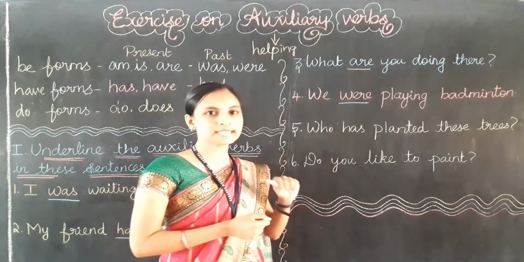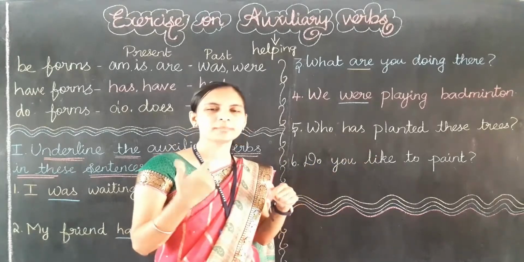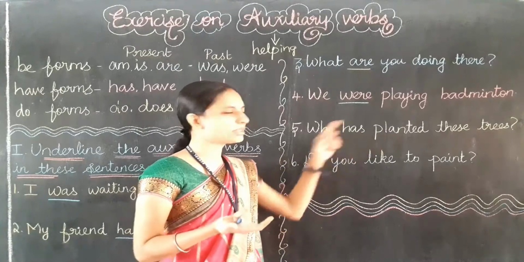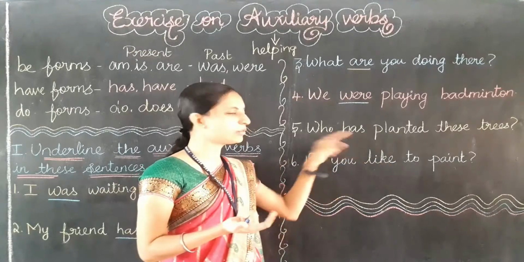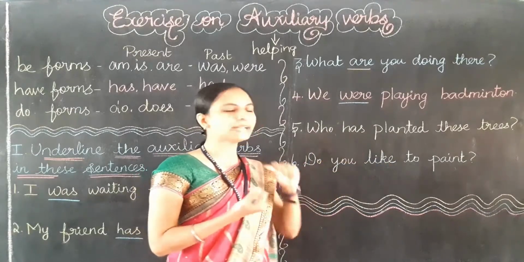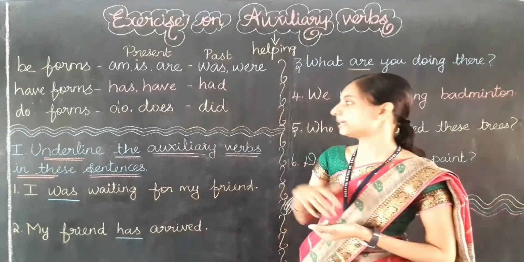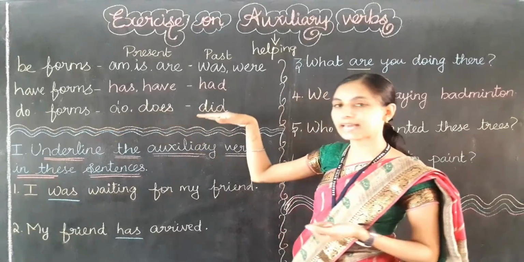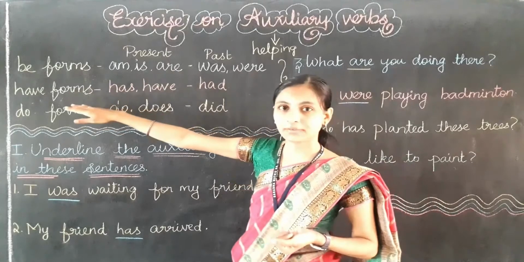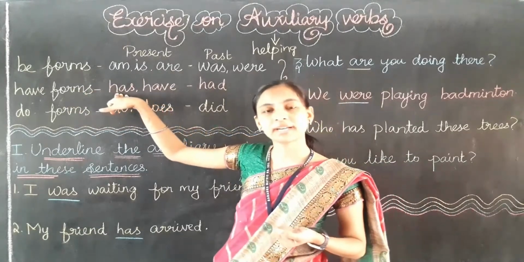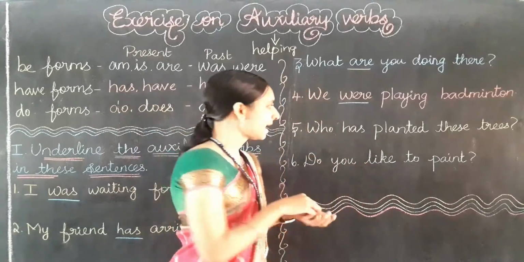No. Has? Yes. See, after the subject, the second word will be an auxiliary verb only, or else before the main verb. See, planted means plant. It is a main verb. So before the main verb there will be an auxiliary verb. In which form can I find has? In do form? No. Be form? No. In have form? Yes. In have form we can find the auxiliary verb has. Am I right? So I am going to underline has.